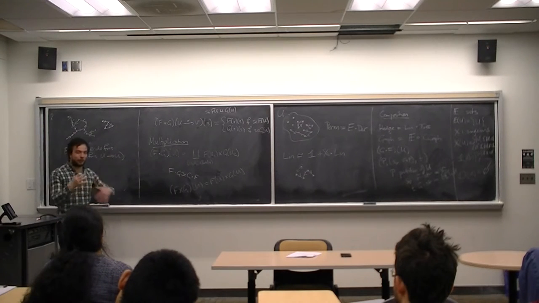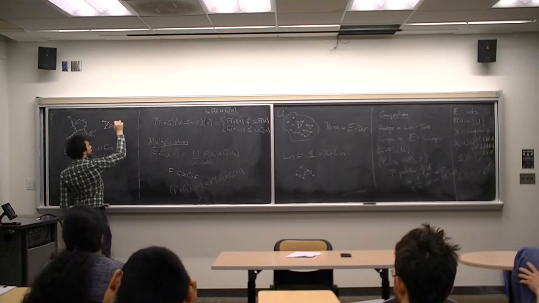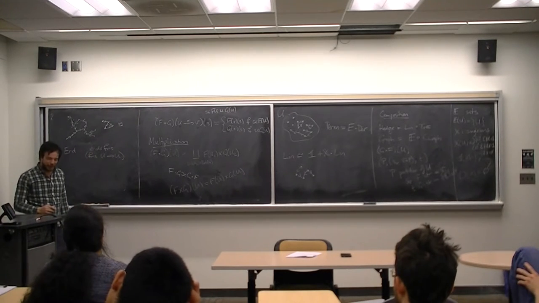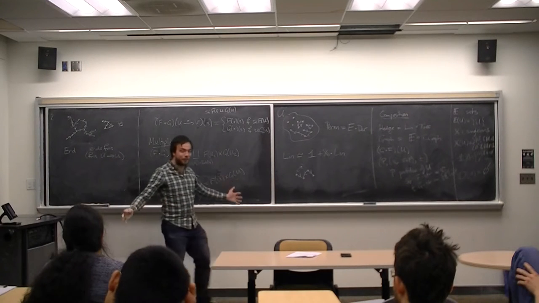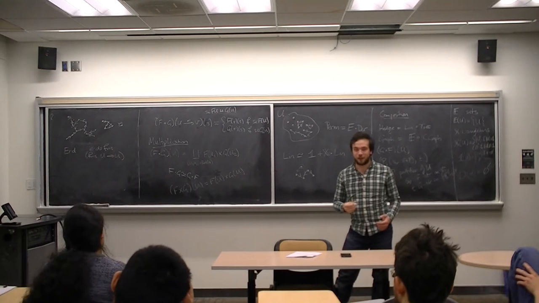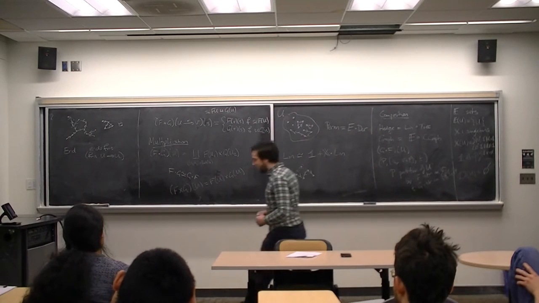It just sends points to other points, maybe to themselves. I guess I could include that as an option. We can consider an endofunction, that is just an arbitrary function from a set to itself, as being a permutation of rooted trees. I need color.